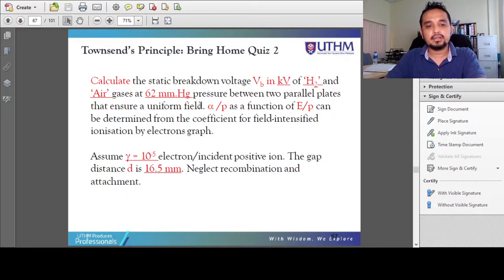And again, this one, they are just about the same, except in this case gamma. Assume gamma is about 10 to the minus 5. And the gap distance is 16 millimeter. So be careful with the unit, millimeter or centimeter, you have to be very careful of the unit.